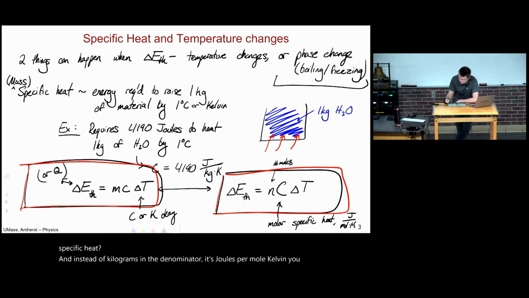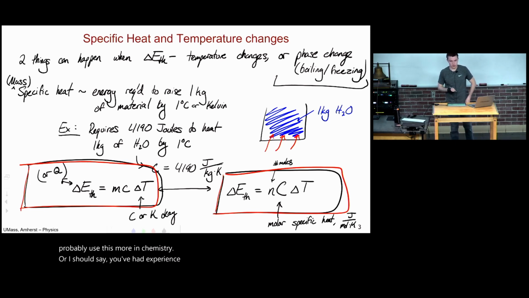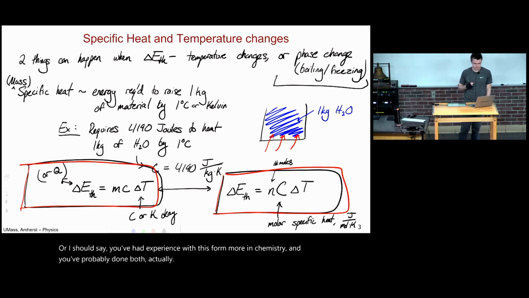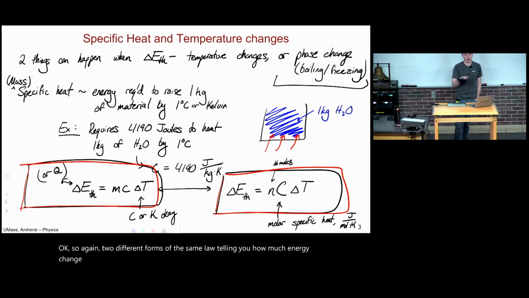You probably use this more in chemistry. Or I should say you've had experience with this form more in chemistry. And you've probably done both, actually. Okay, so again, 2 different forms of the same law telling you how much energy change is required or occurs as you heat a substance.